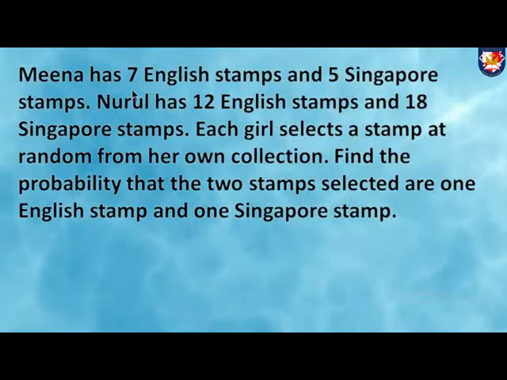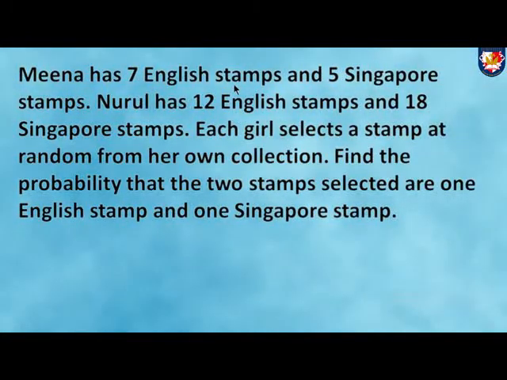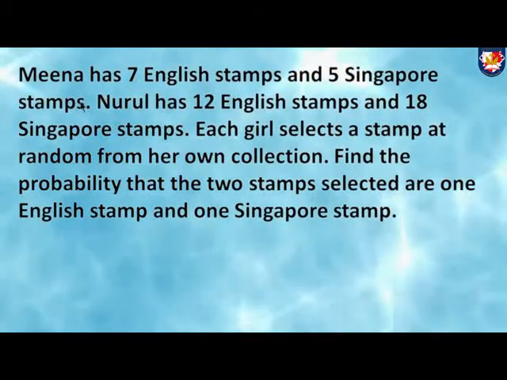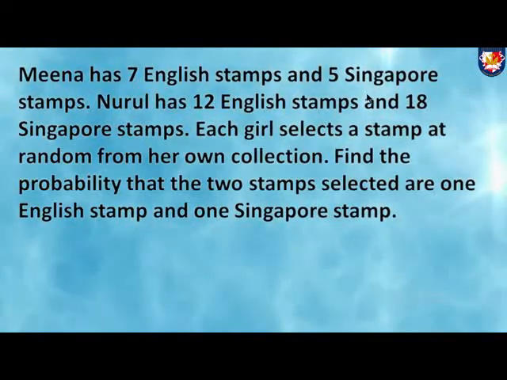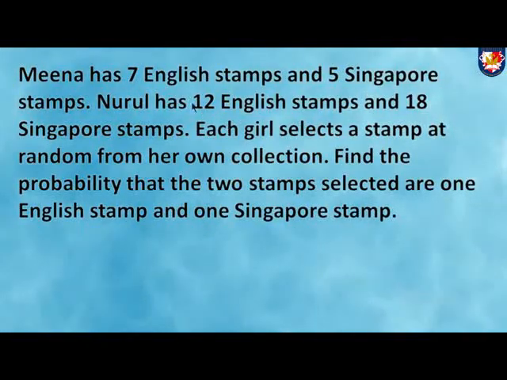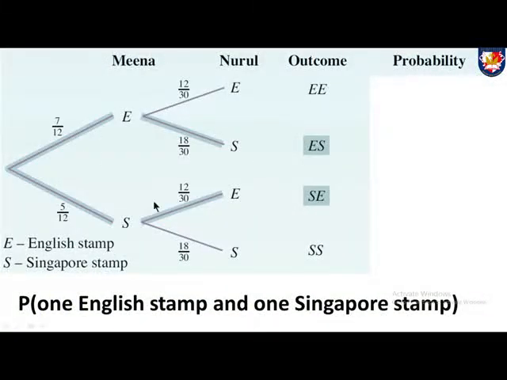Whatever Mina takes from her stamps will not affect whatever Nurul takes from her own, so these two events are independent. Now this is the tree diagram to show the probability of Mina and Nurul. The probability Mina gets an English stamp, E, or a Singapore stamp, S: for English it is 7 per 12 and for Singapore it is 5 per 12. For Nurul, for English it is 12 per 30 and for Singapore it is 18 per 30.